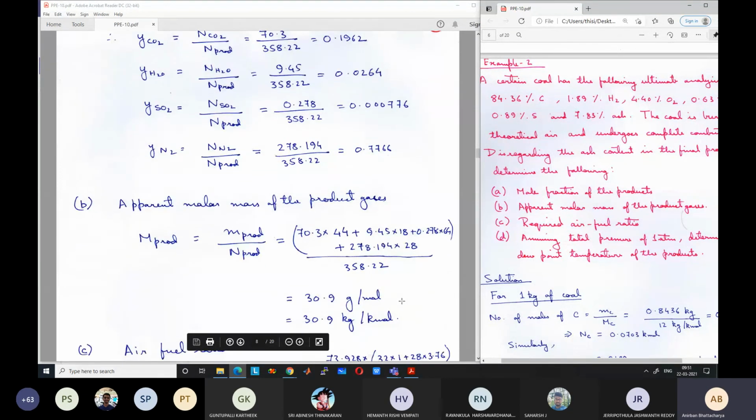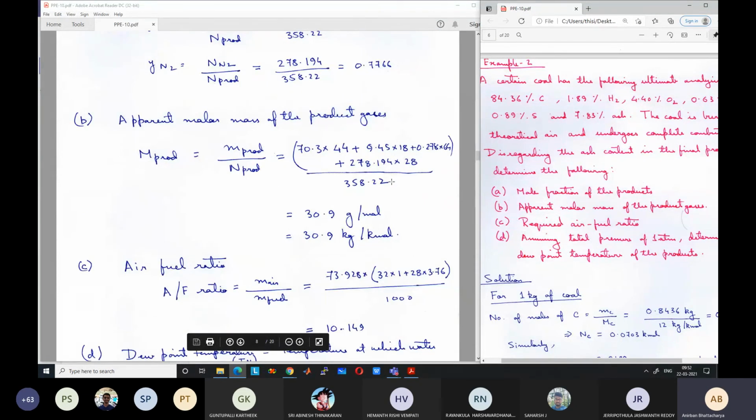So the mass of the product gases for 1 kg of coal divided by the number of moles of the product gases gives us 30.9 kg per kilomole. It will obviously be quite near the value for nitrogen, because nitrogen is such a dominant component. The average molar mass of the product gases will be somewhere near the nitrogen value. It is 30.9 kg per kilomole.